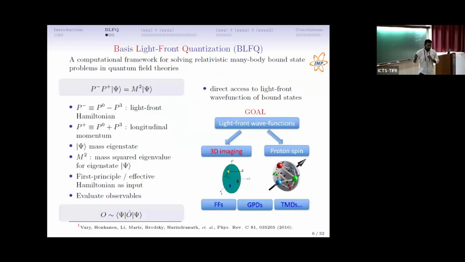Now I'm going to talk about our theoretical framework, known as the basis light-front quantization approach. It's a computational framework based on the light-front Hamiltonian approach. We write down a Schrödinger-like equation on the light front. If you know the light-front Hamiltonian, then you can solve it and get the eigenvalue and the eigenvector. The eigenvalue corresponds to the mass squared, and the eigenvector gives the structural information of the bound system. P minus is the light-front Hamiltonian, and P plus is the light-front longitudinal momentum.